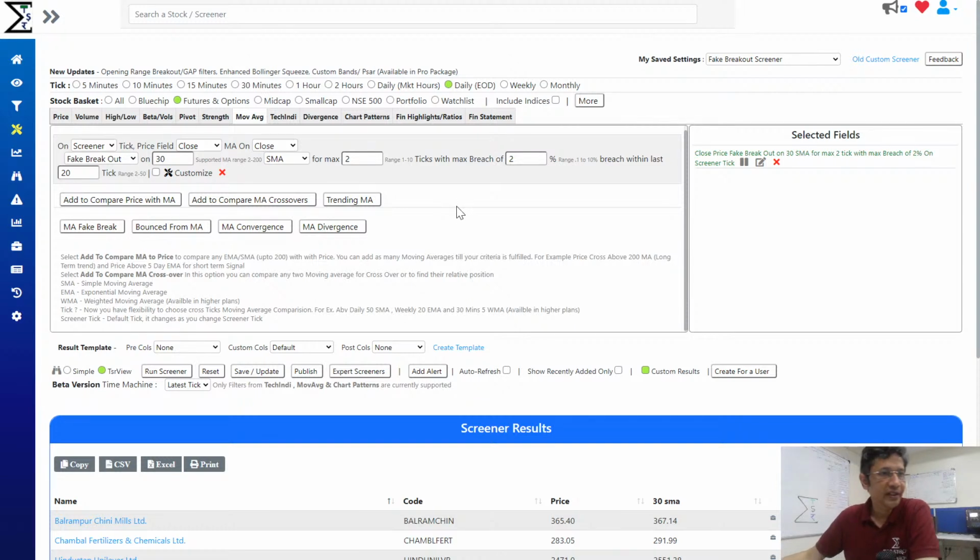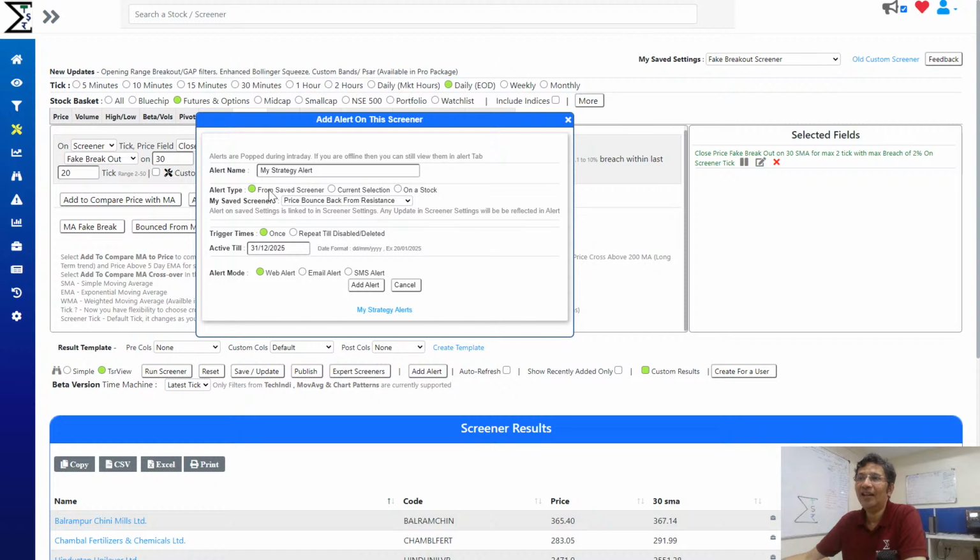Before we move on, let me quickly see if there's a question or two. Ankit, we have an alert service for everything that we have. The alert you can add on anything. Just go here, add alert from the screener. What kind of alert are you looking for? SMS alert, email alert, or web alert. You'll be able to get an alert on any of the strategies.